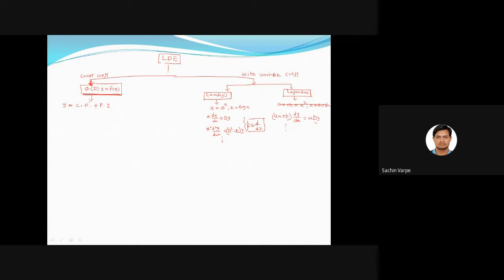Where the complementary function is the solution of what? Homogeneous differential equation, right? Homogeneous differential equation means that in the given differential equation, the right hand side is 0, that is phi of D into y is equal to 0. We solve this homogeneous differential equation by considering its auxiliary equation.